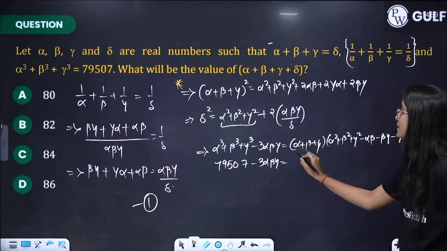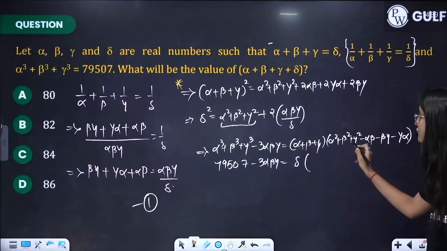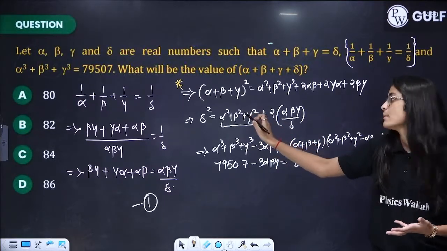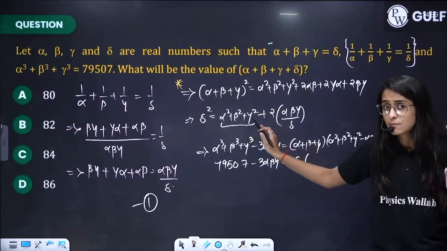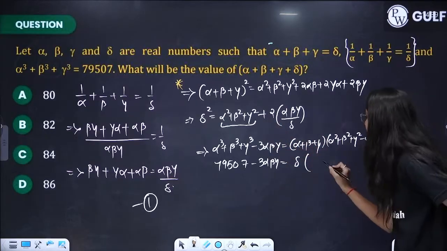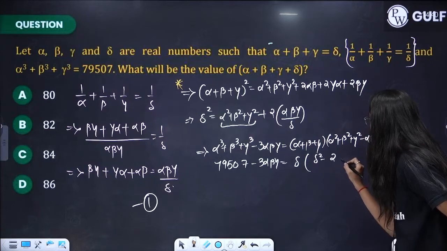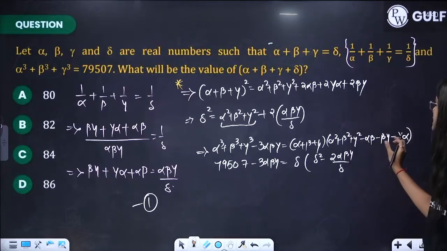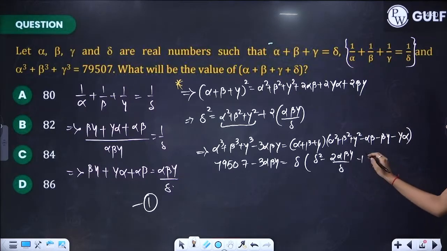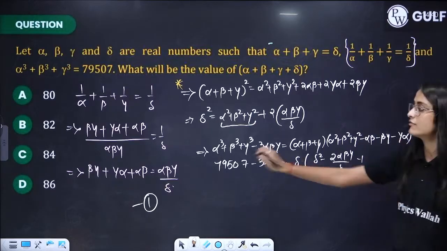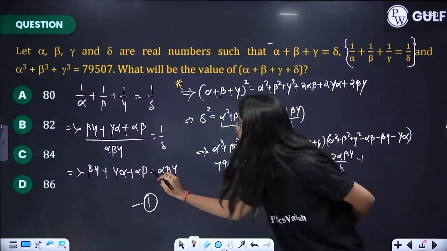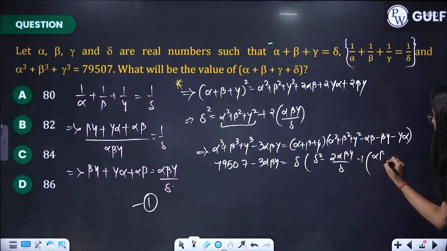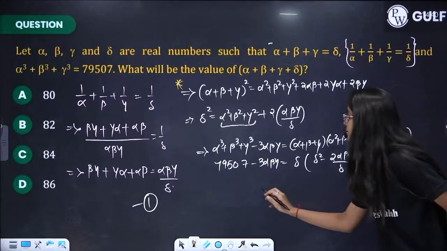Alpha plus beta plus gamma is already provided, that's delta. Alpha square plus beta square plus gamma square, you can obtain this: if you rewrite this equation and make alpha square plus beta square plus gamma square the subject, you will obtain the value of it as delta square minus 2 alpha beta gamma by delta. Now if I take negative 1 as common factor over here, what am I getting? Alpha beta, beta gamma, gamma alpha. That's the same thing. So substituting the value again, alpha beta gamma divided by delta.